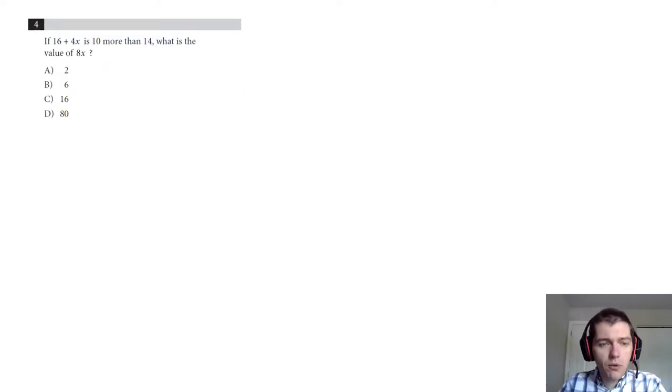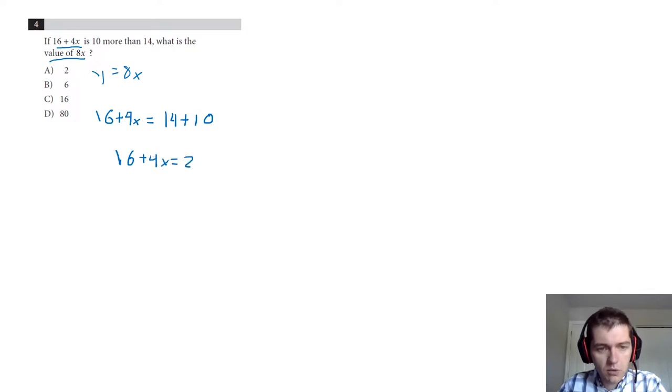Problem number four, what are they looking for? The value of 8 times x. So we can call the answer we're looking for y is equal to 8 times x, and then use this other information. 16 plus 4x is equal to 10 more than 14, so 14 plus 10. So that means that 16 plus 4x is equal to 24. 24 subtract 16, 4x is equal to 8. Means that x is equal to 2, divide both sides by 4. Go ahead and plug that back into your equation up top. That will give you y is equal to 8 times 2, which is equal to 16.